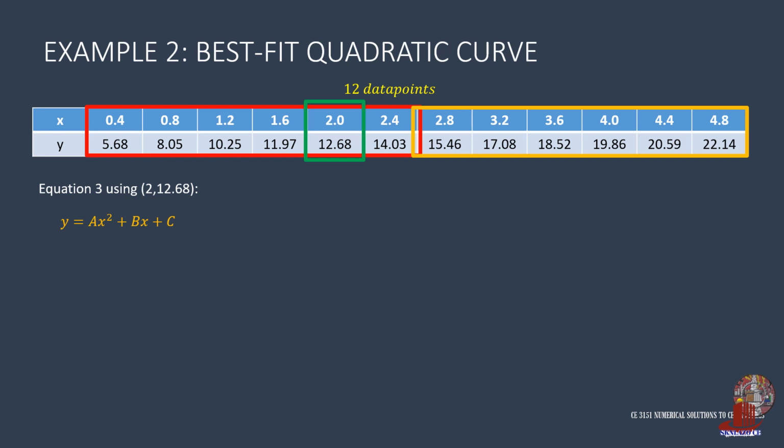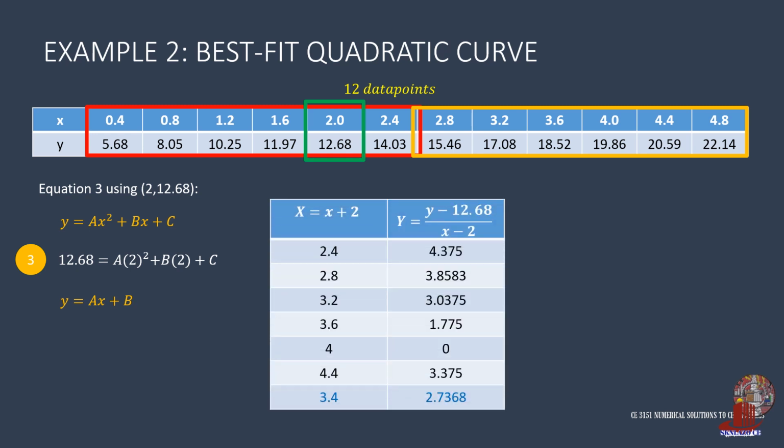Plugging this as x and y, the third equation is 12.68 as equal to a times 2 squared plus b times 2 plus c. Now we create the two linear equations using the tables with capital X and Y. The first group shows capital X average as 3.4 and capital Y average is 2.7368. These averages make the first equation as 2.7368 is equal to 3.4a plus b.